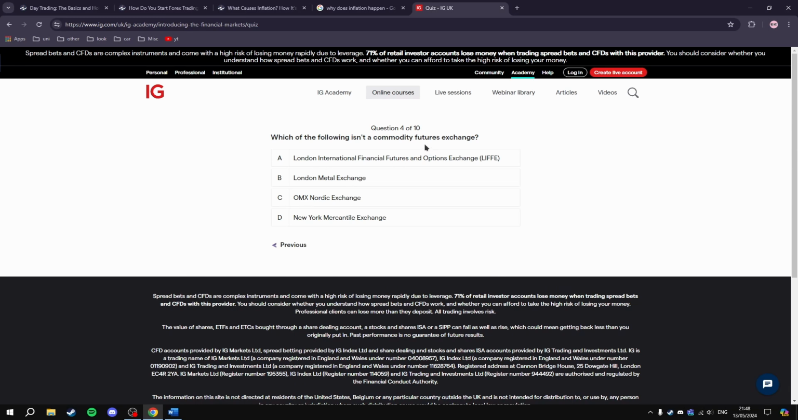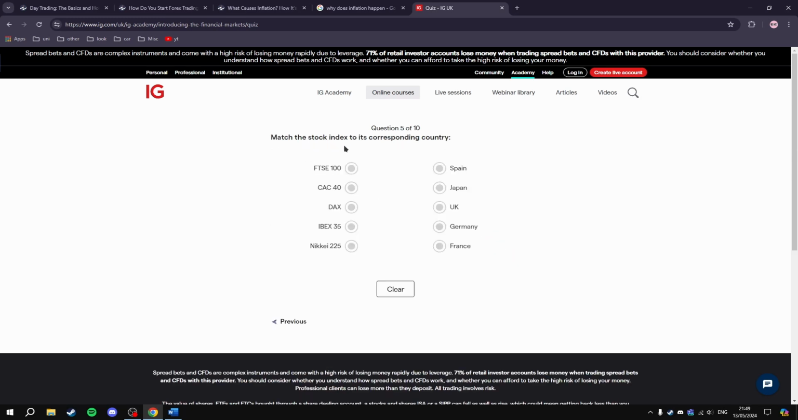Which of the following isn't a commodity futures exchange? London International, that's LIFFE, London Metal Exchange, OMX Nordic Exchange. Match the stock index to its corresponding country. FTSE 100, that's the UK. DAX is the German one, I think. Nikkei, that's the Japan one. I think IBEX is the Spain one. CAC is the France one.